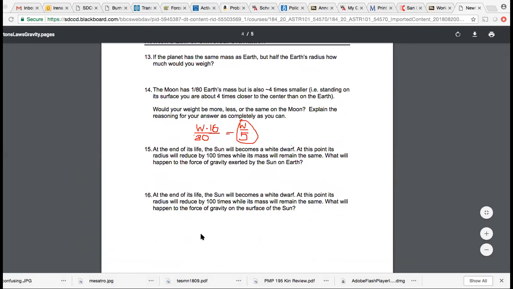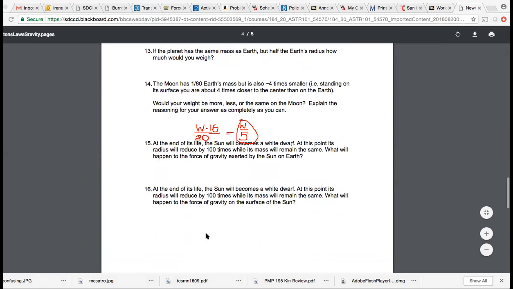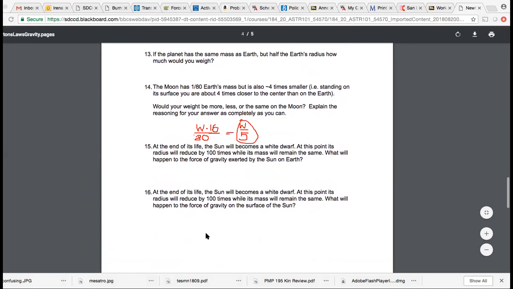It would be 100 times greater. It would be greater, but not 100 times. Don't forget that square, right? So 100 squared, and that is 10,000, yes? 10,000 times greater. Can you imagine that? That's really true, okay? Wow.